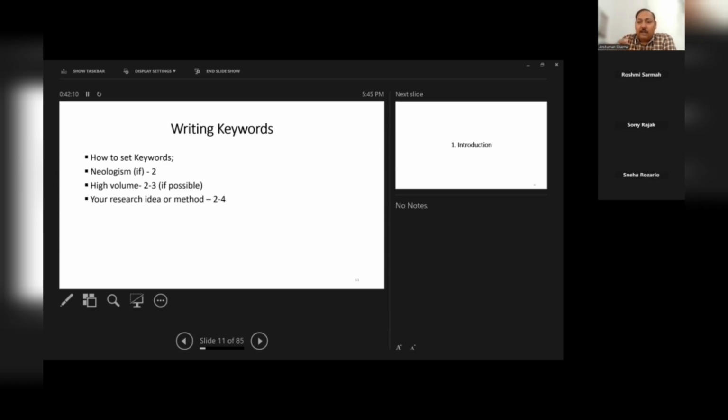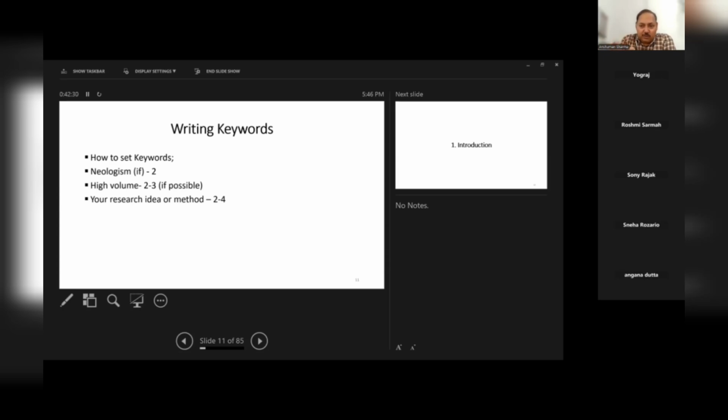When you are writing ANN, instead of ANN, you can write artificial neural network. Because when you write artificial neural network, if anyone is searching artificial, your paper will be shown. If they search neural, your paper will be shown. Network, your paper will be shown. And of course, if they search artificial neural network, it will be shown. So you can use these tricks.